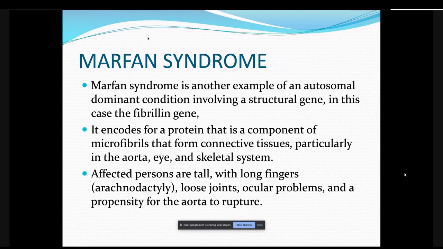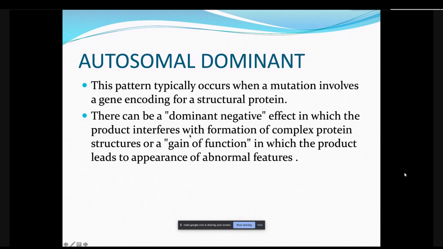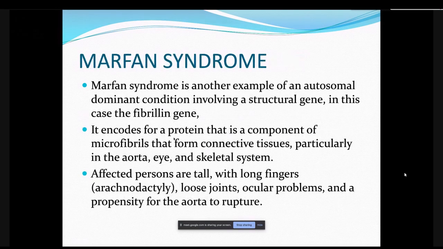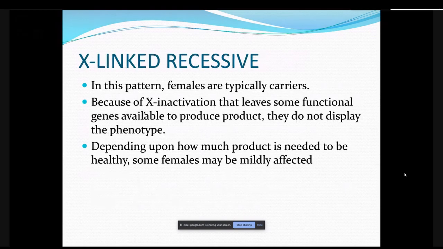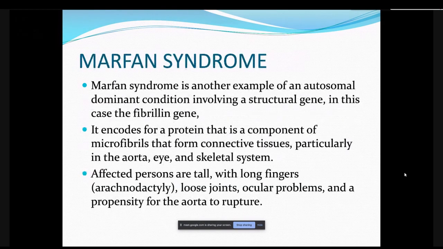So marfanoid features are these features that affected people present with. And as you can see, that protein referred to as microfibril is formed abnormally because of mutations in the fibrillin gene. So Marfan syndrome is an example of an autosomal dominant. You only need defects in one allele for that to present. So that's an example of an autosomal dominant.